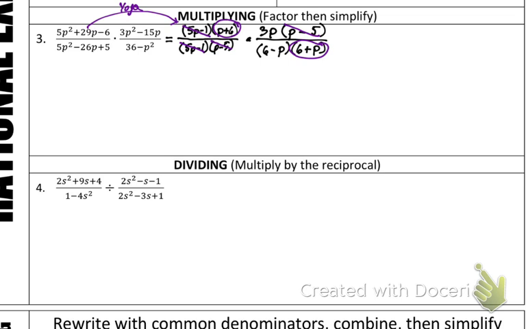3 plus 2 is the same thing as 2 plus 3, so those cancel out as well. And what are we left with? 3. We're left with 3p divided by 6 minus p. I promise you, if you distributed it, you would never get there. It's so much work if you would have distributed first. Yeah, go. I guess I just got confused.